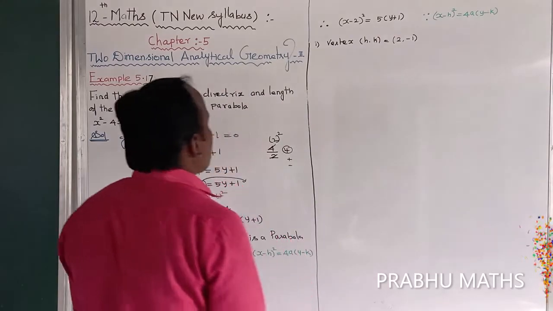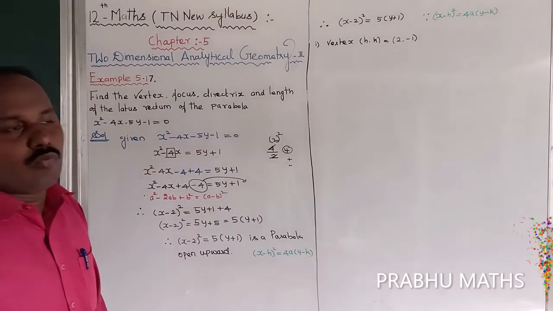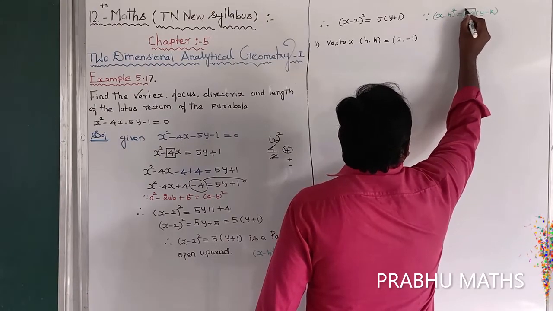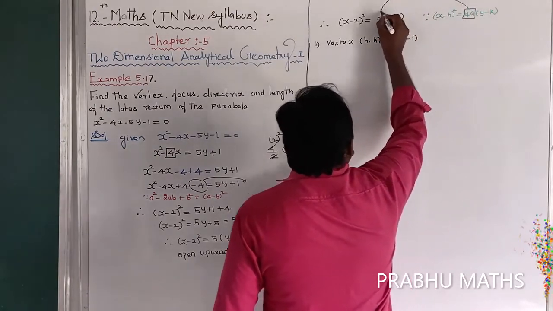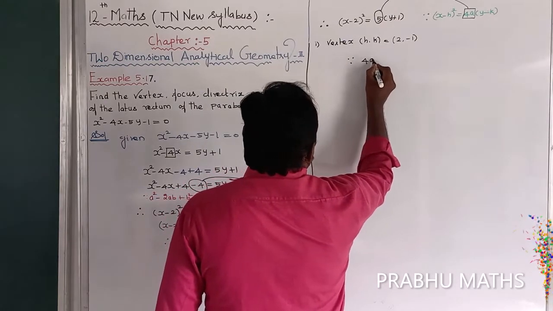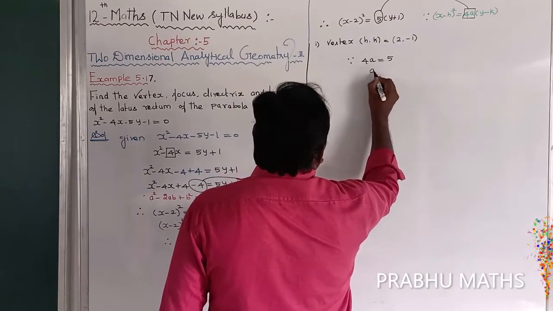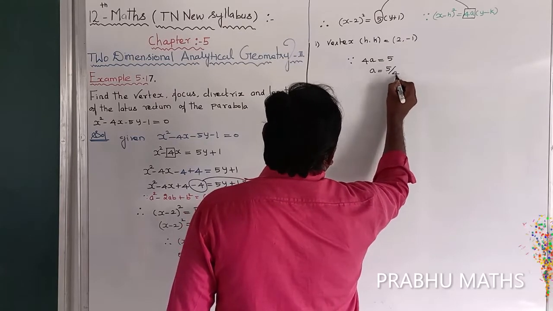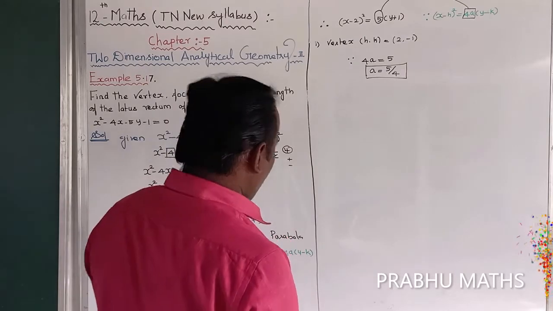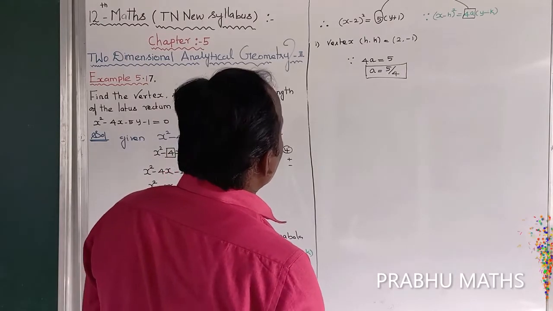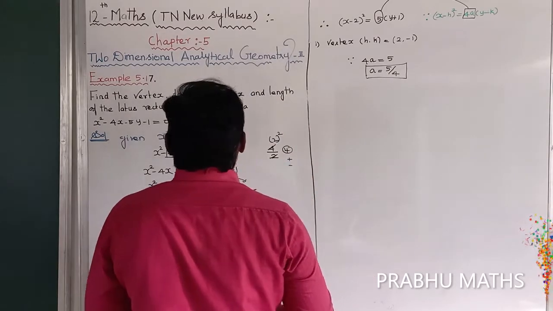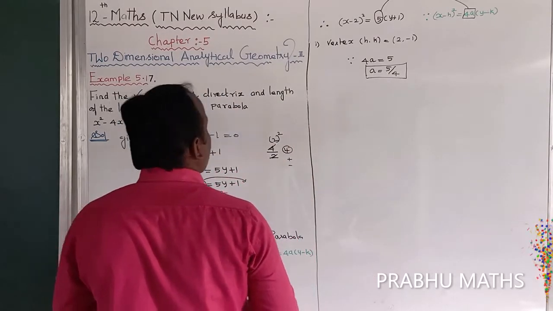Next, the focus. To find the focus, first find the value of a. 4a is compared with 5 here, so 4a equals 5, and a equals 5 divided by 4. Therefore, next is the focus value.